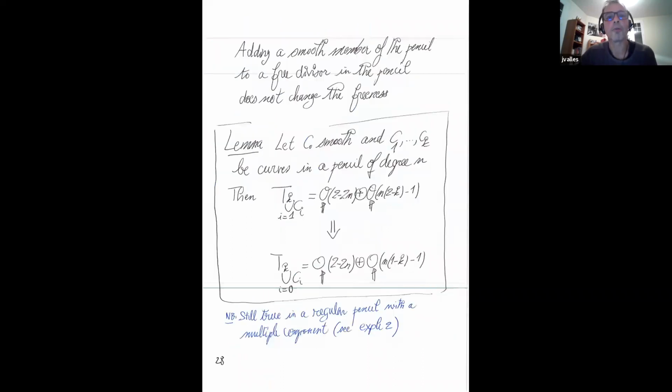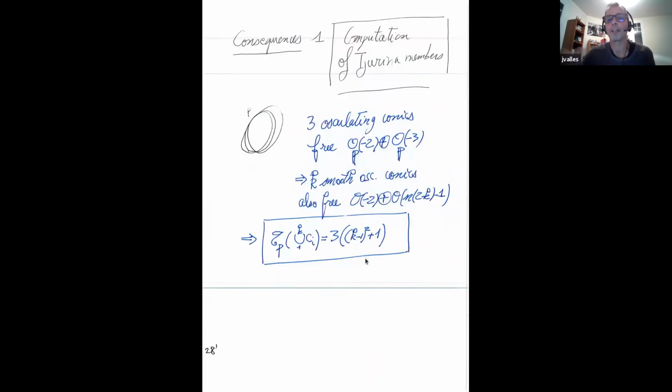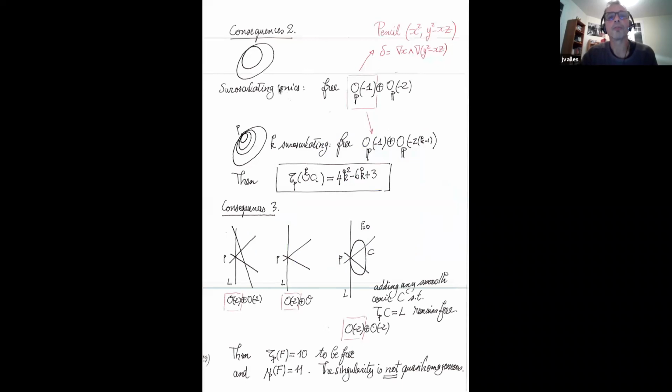Okay, so there is a lemma saying that if you add a smooth member to a union of curves in the pencil, then it is still free. And thanks to this freeness, you will be able to write the Jacobian exact sequence and to compute explicitly the Tjurina number. So the Tjurina number, in this case, for osculating conics is this one for K osculating conics. You can compute it for sur-osculating conics, and you can compute the Tjurina numbers also.